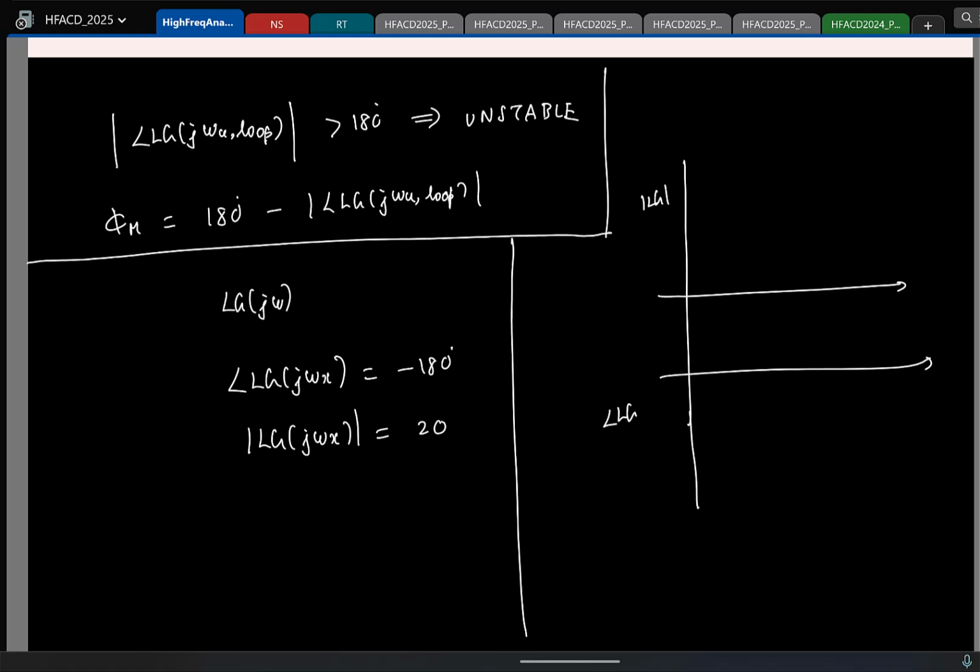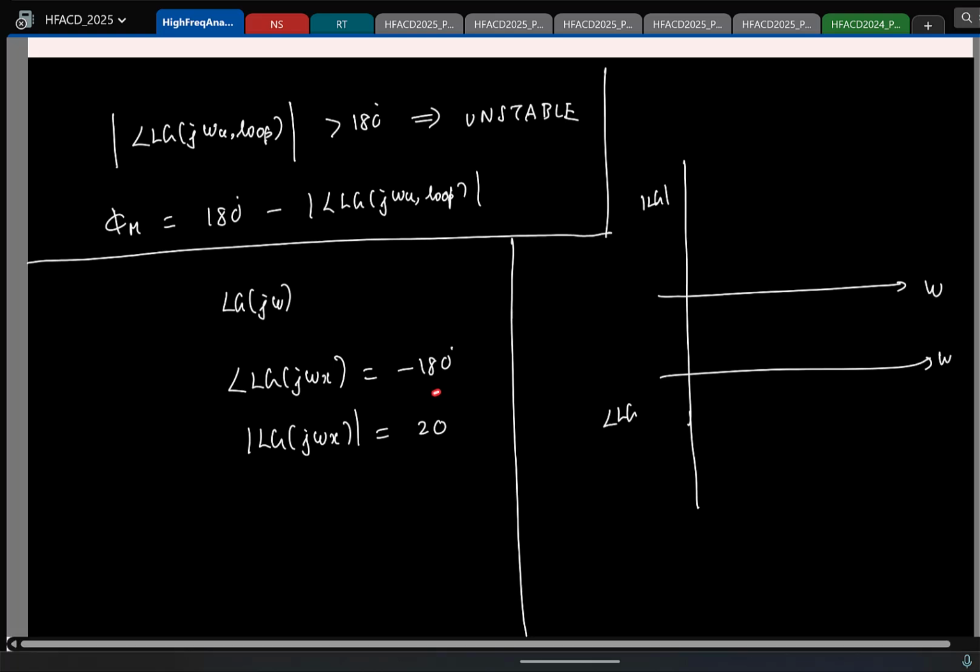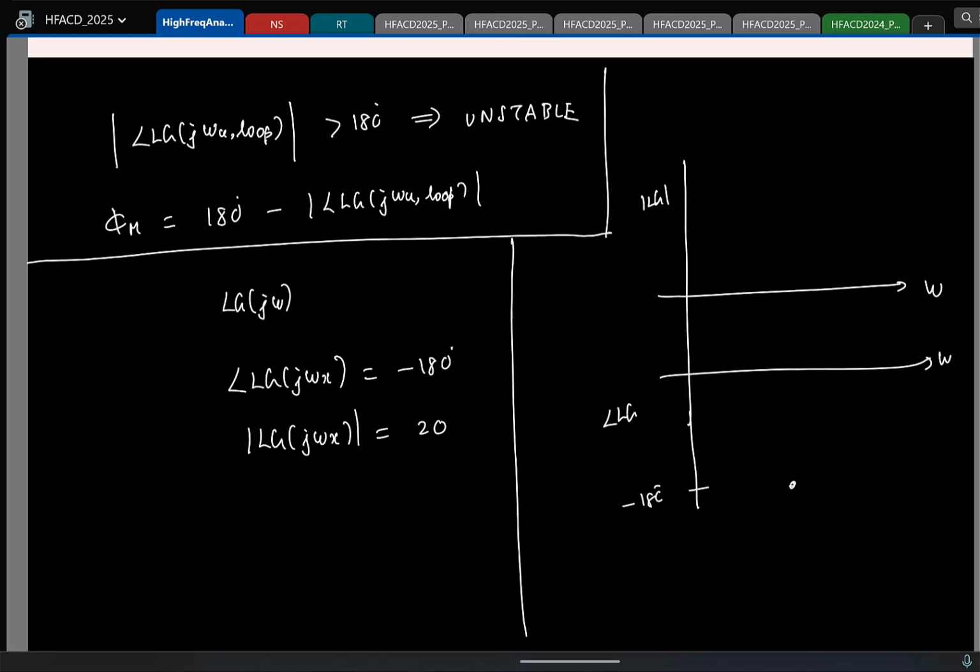What is the information given to me? At some frequency omega x, the phase is minus 180. So let's say this is minus 180. But what is the magnitude at that frequency? 20. So let us say this is the magnitude, this is 20. But what is the check I have to do for checking if the closed loop system is stable? Yeah, I should check the phase when the gain is 1.